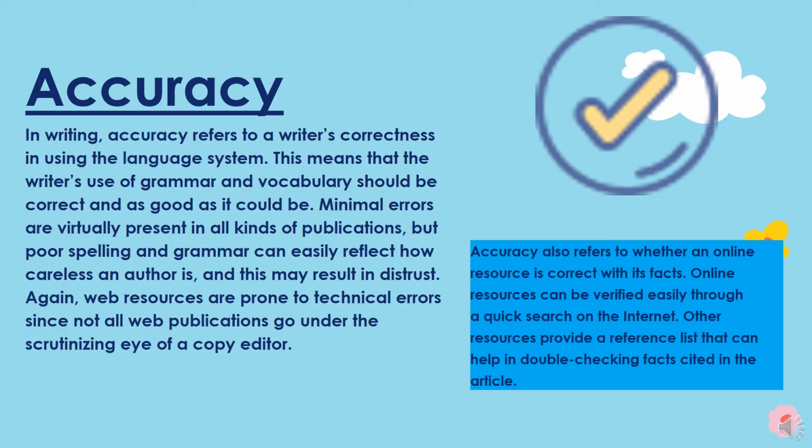Accuracy also refers to whether an online resource is correct with its facts. Online resources can be verified easily through a quick search on the internet. Other resources provide a reference list that can help in double-checking facts cited in the article.